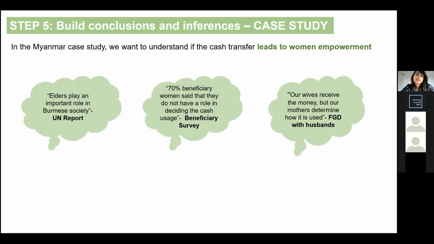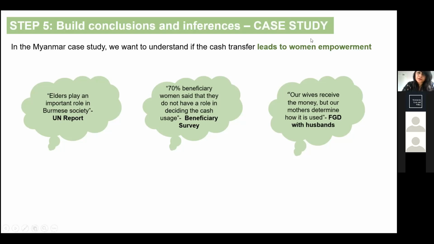So in the Myanmar case study, let's say we want to test how we can build conclusions and inferences. We want to understand if the cash transfer leads to women empowerment. Now we have three different findings from three different sources or methods. The UN report, let's say, on Myanmar is telling that elders play an important role in Burmese society. The beneficiary survey that we conducted is saying that 70% of the beneficiary women said that they did not play a role in deciding the cash usage.